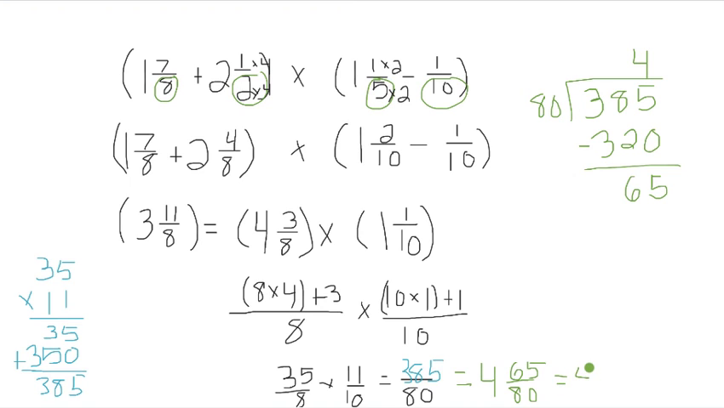So 4 is going to stay the same. 65, well, let's see, 5, 10, 15, 20, 25, 30, 35, 40, 45, 50, 55, 60, 65. So that tells me 13. So 5 goes in there 13 times. And 5 goes into 80. So 65, 70, 75, 80. So 5 goes into 80 16 times. So I have 4 and 13 sixteenths. And that's my answer. Hopefully that helped.